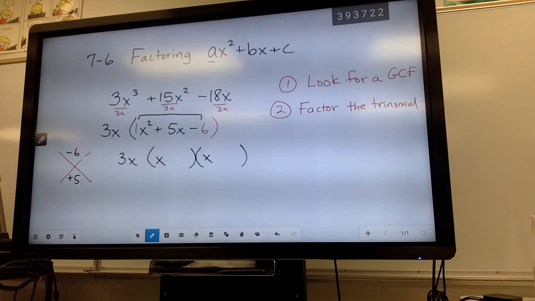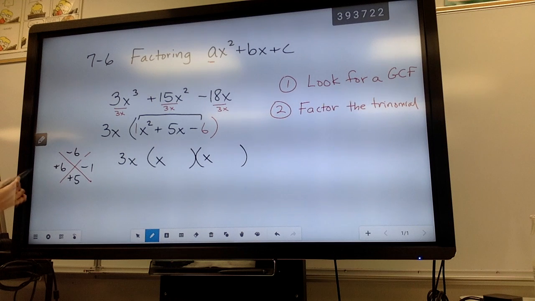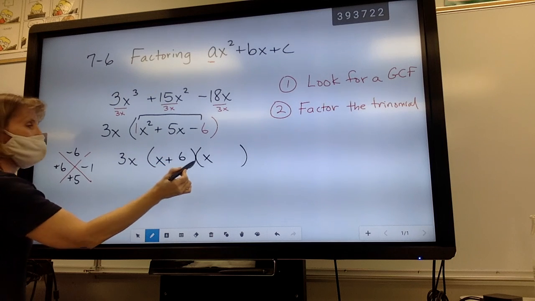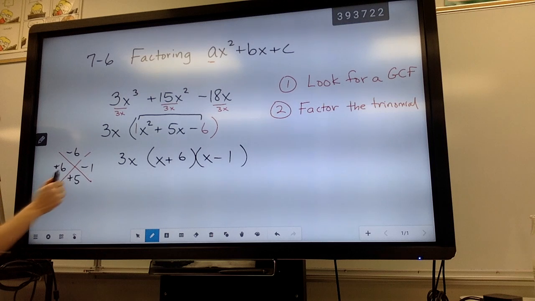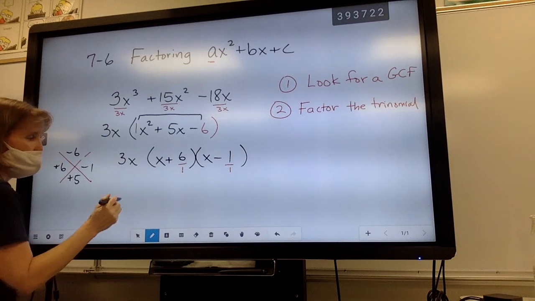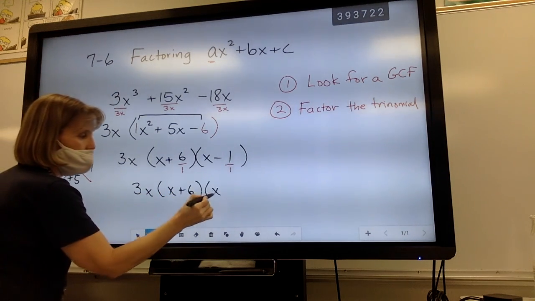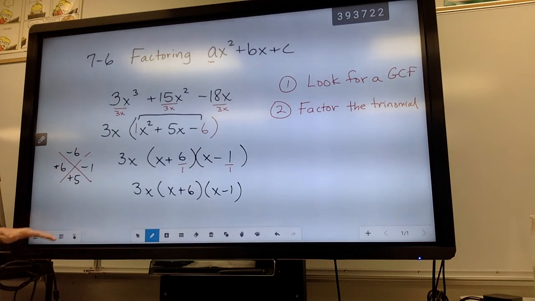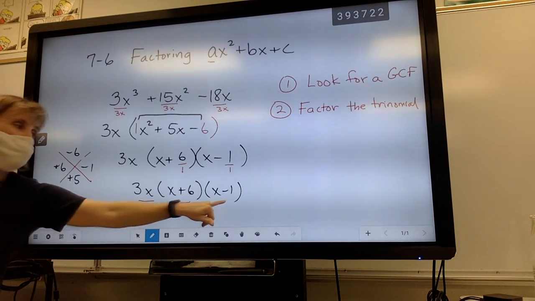6 and negative 1. Positive 6, negative 1. When I multiply those, I get the negative 6. When I add, I get the positive 5. So plus 6 minus 1. And then again, with that divide and slide rule, we can't forget to divide by that leading coefficient. But in this case, when it's a 1, those values do not change. So we're going to get x plus 6 and x minus 1. And that's completely factored. We took out the greatest common factor here, and we factored the trinomial that was left.